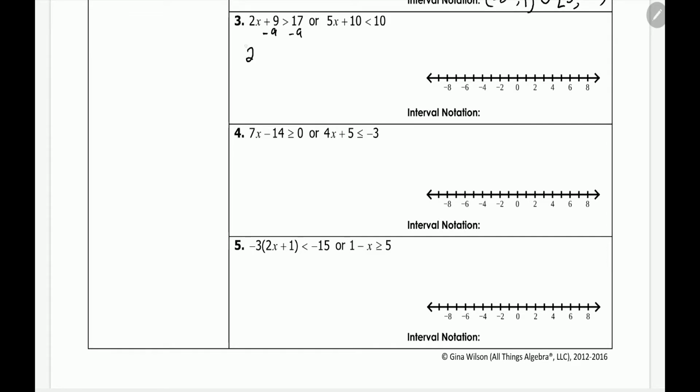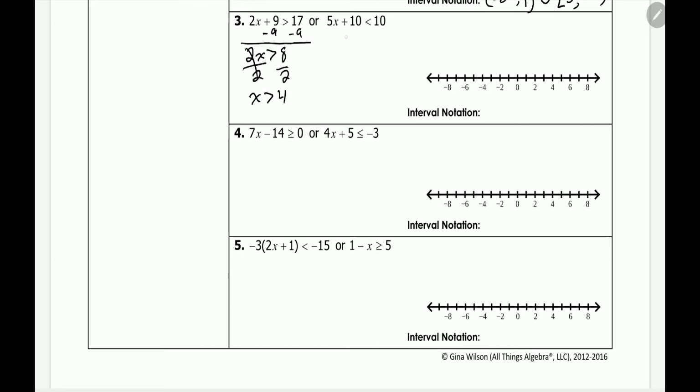We have 2x is greater than 17 minus 9. 17 minus 9 gives us an 8. And then we divide by 2 on both sides. I said 2, but I wrote down 4. Divide by 2 on both sides. We're left with x is greater than 4.